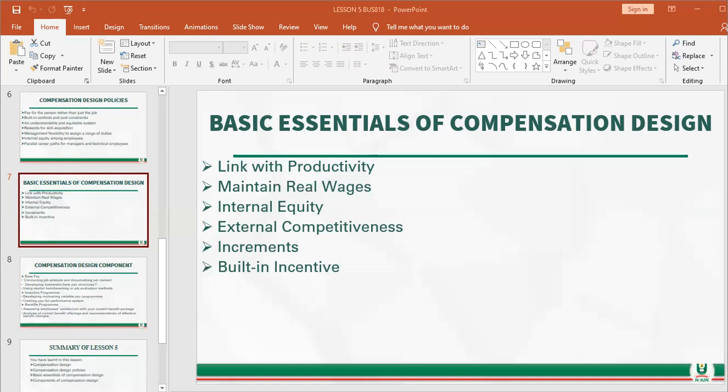And others would have increments by seniority. I know most federal organizations do that, whereby the longer you are in the system, the more compensation you get in terms of wages, in terms of benefits, and the rest of it.